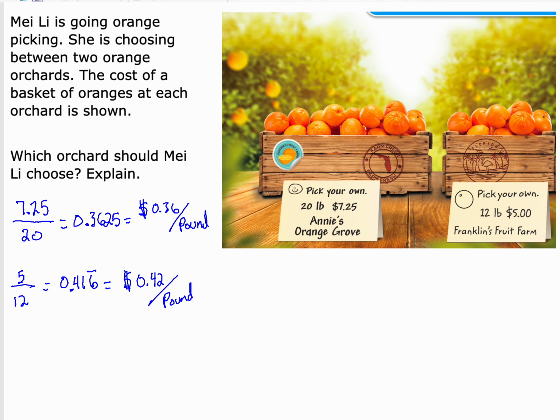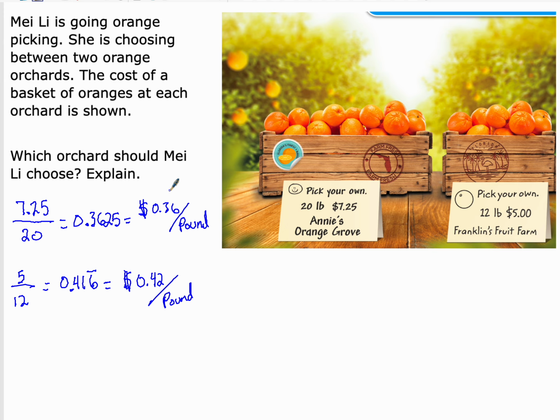So which orchard would she choose? Annie. The top one. Okay. So Annie's Orange Grove, because it's 36 cents per pound instead of Franklin's Fruit Farm because it's 42 cents per pound. You know, assuming the oranges are just as good a quality and it's not 100 miles away from her house and all those things. But if it's just a simple choice between which one's less expensive, this one is obviously the one.